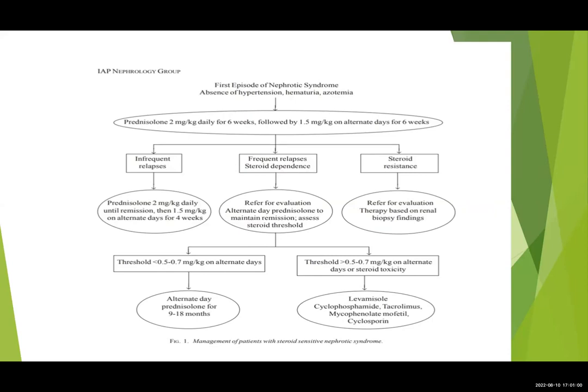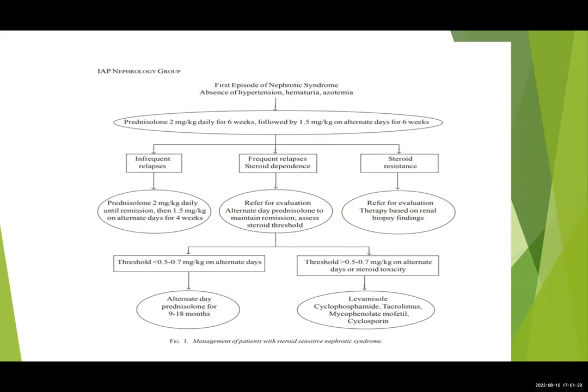If the patient has frequent relapse or steroid dependence, you evaluate for steroid toxicity. If the patient has steroid toxicity, start other drugs. If the patient does not have steroid toxicity, you can give prednisolone low dose 0.5 to 0.7 daily for 6 to 18 months.